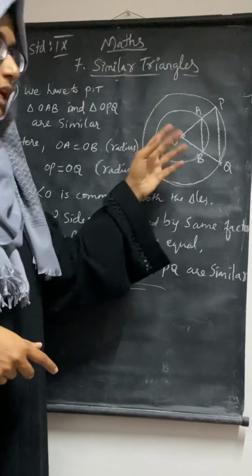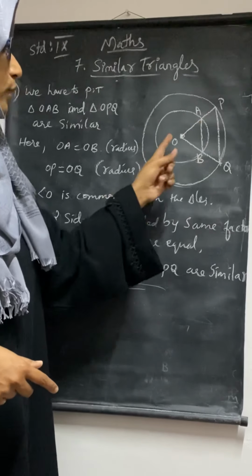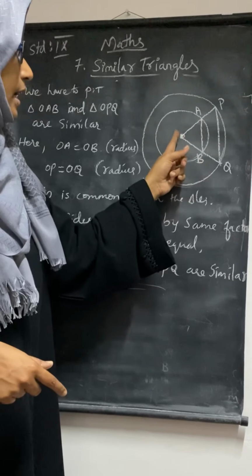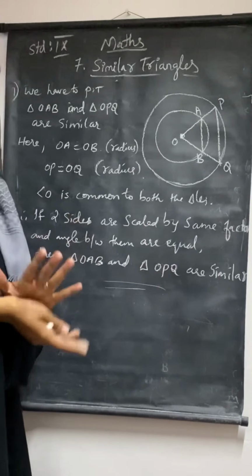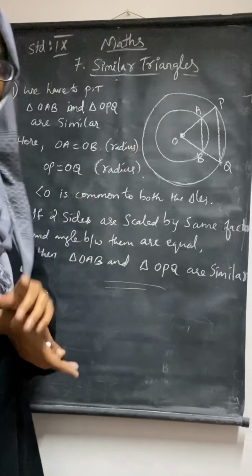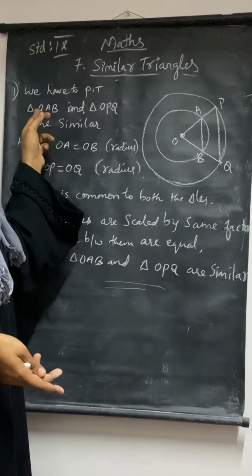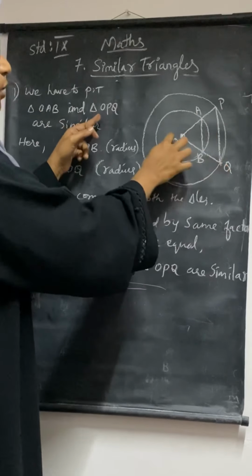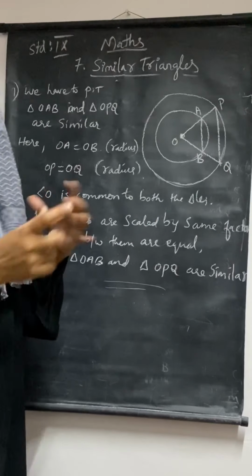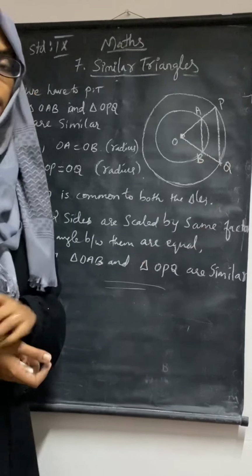So you can give the name for that. O, you can give center, A, B, P, Q. So that you will get a triangle OAB and a triangle OPQ. One smaller, one larger triangle you have. So you have to prove what? These two triangles are similar. So when you start writing, you have to write like this. We have to prove that triangle OAB and triangle OPQ are similar. That is the first thing you have to write here.